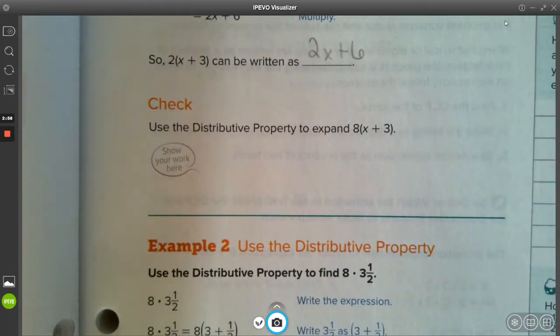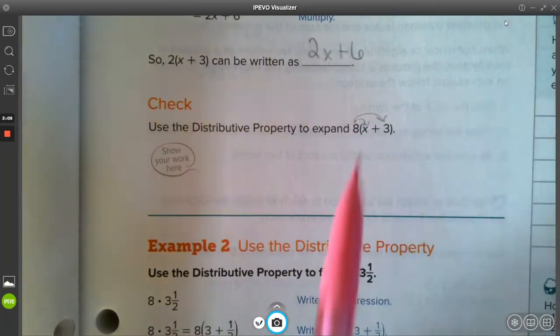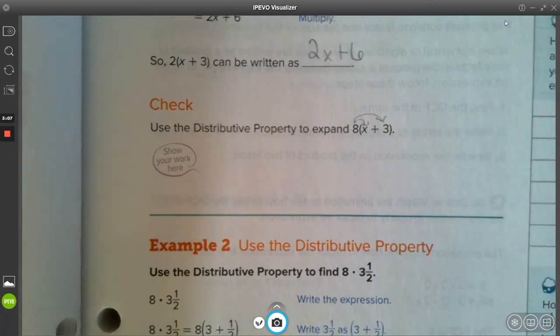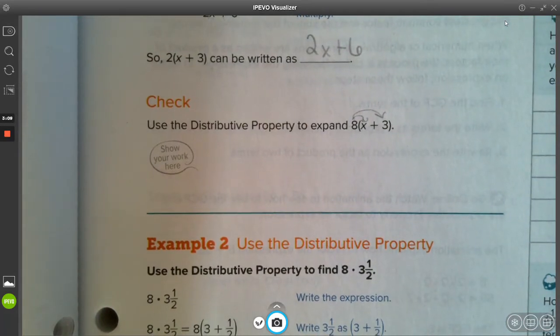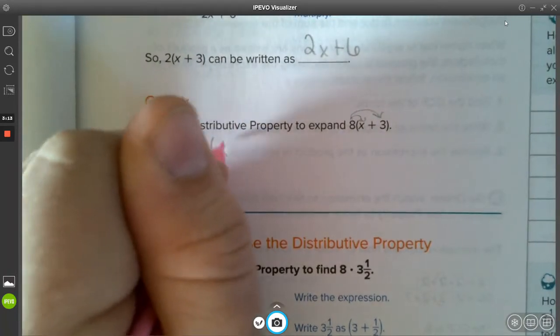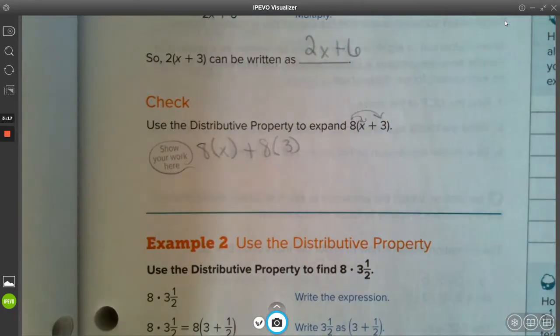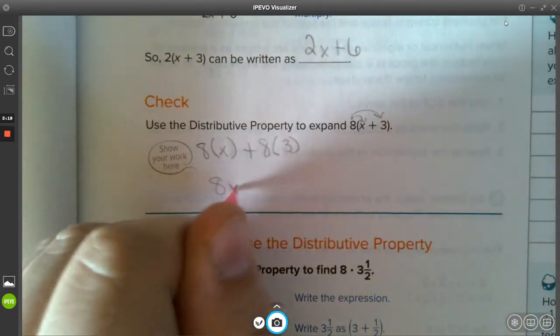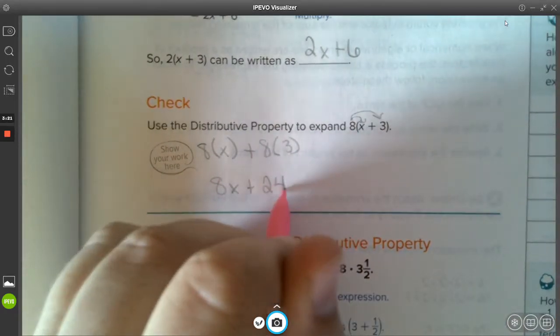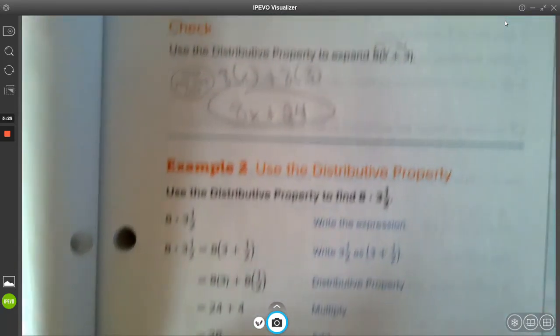All right, let's try the check. So remember, we distribute the 8 into both terms inside the parentheses. So pause here, write down your answer. So if you were to do this, it would be 8 times x plus 8 times 3. So this would be 8x plus 24 would be your correct answer here.